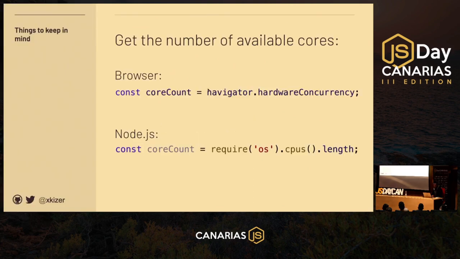you have to keep a few things in mind. Sometimes you do not want to start more threads than you have cores. In the browser, you can check the number of cores using this command. In Node, you can check the number of cores. And sometimes having more threads than cores can actually slow down your application. So if you have 12 cores, my computer has 12 cores, and I start 120 threads, it's going to run completely slower than it should with 12 threads.